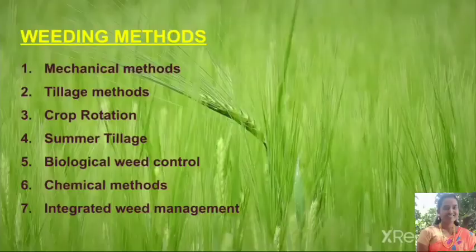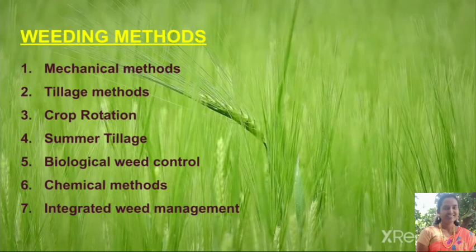Some of them are mechanical methods, tillage methods, crop rotation, summer tillage, biological weed control, chemical methods and integrated weed management. So, mechanical method is the most common method in which weeds are destroyed physically. So, in the last picture you would have seen a man is picking using his hand. So, hand pulling or using hoe for removing the weed is the mechanical method of removing weed.